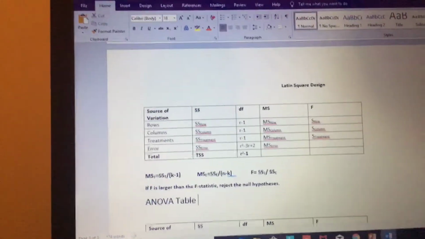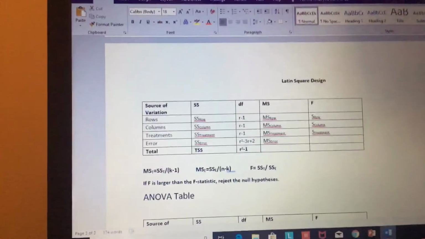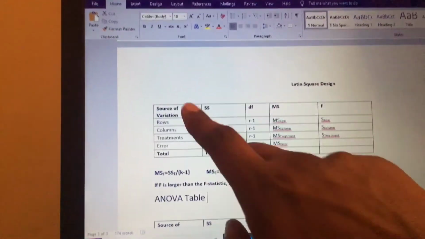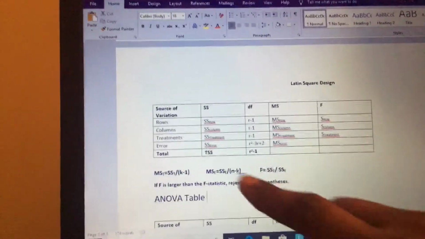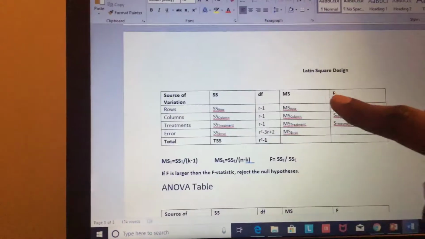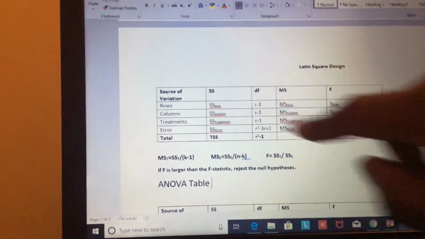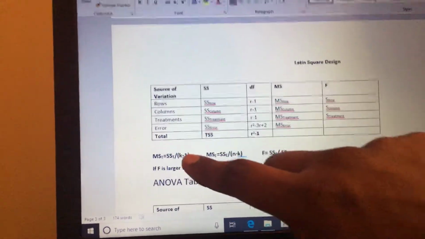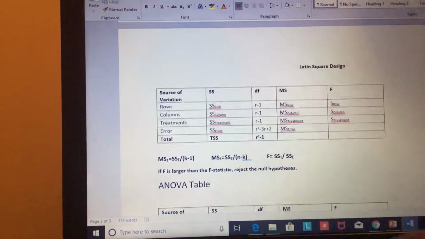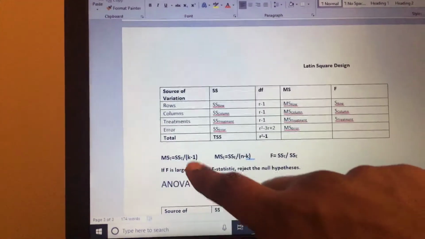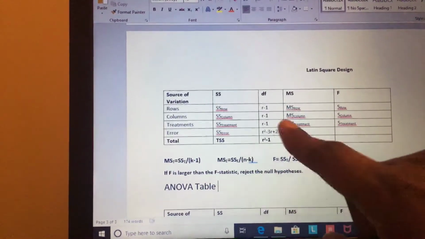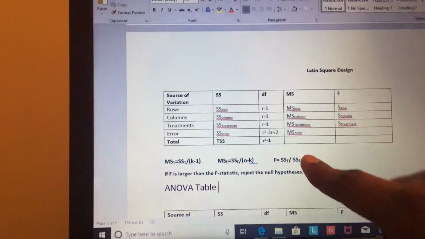And the Latin square design ANOVA table. So you have the sum of squares, degrees of freedom, mean square, and F value; rows, columns, treatments, and error, with totals on the bottom. You can find the mean squares for row and column from the sum of squares, but for mean squares of treatment and error, you can use these formulas specifically. Sum of squares treatment over k minus 1, sum of squares error over n minus k, and for the F value, it's mean square treatment over mean square error.